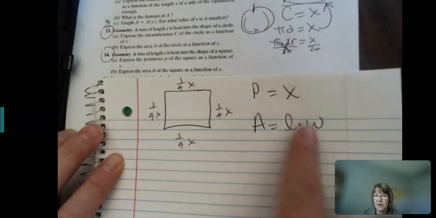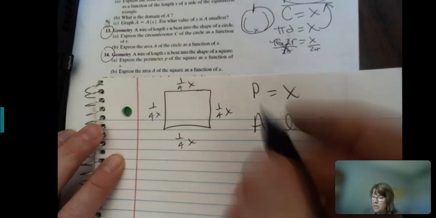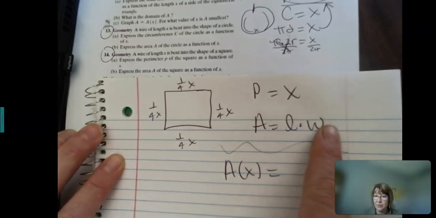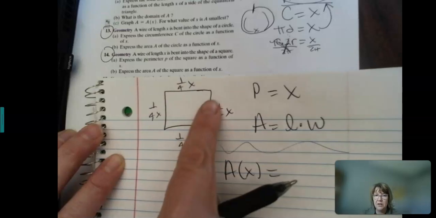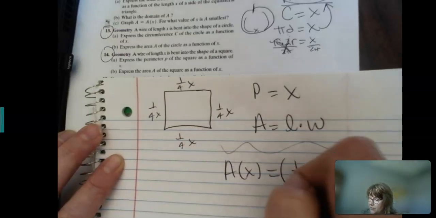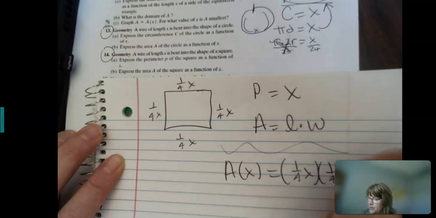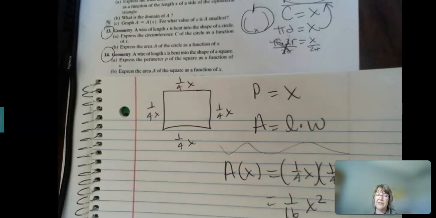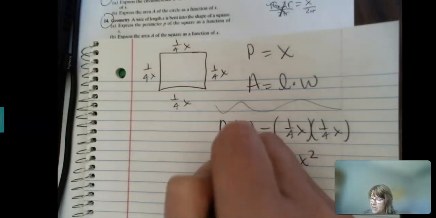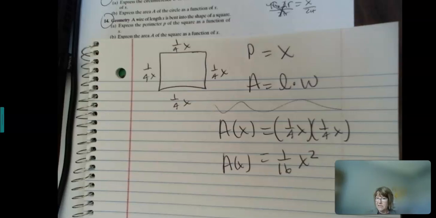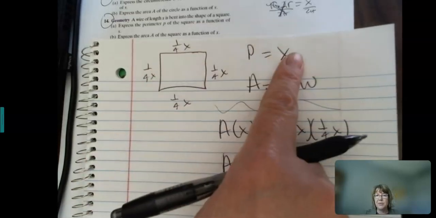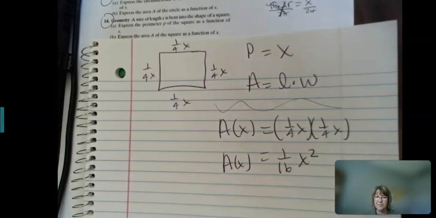Do you see how these are both formulas, and I have two variables here? To turn this into a function, I can't have length and width, I have to have all x's. Well, length and width are the same here, so a fourth x times a fourth x is 1/16 x squared. And that is a function. So I only need to know x to get the area. And x isn't a side length, x is the perimeter. So if you tell me the perimeter, I can tell you the area.